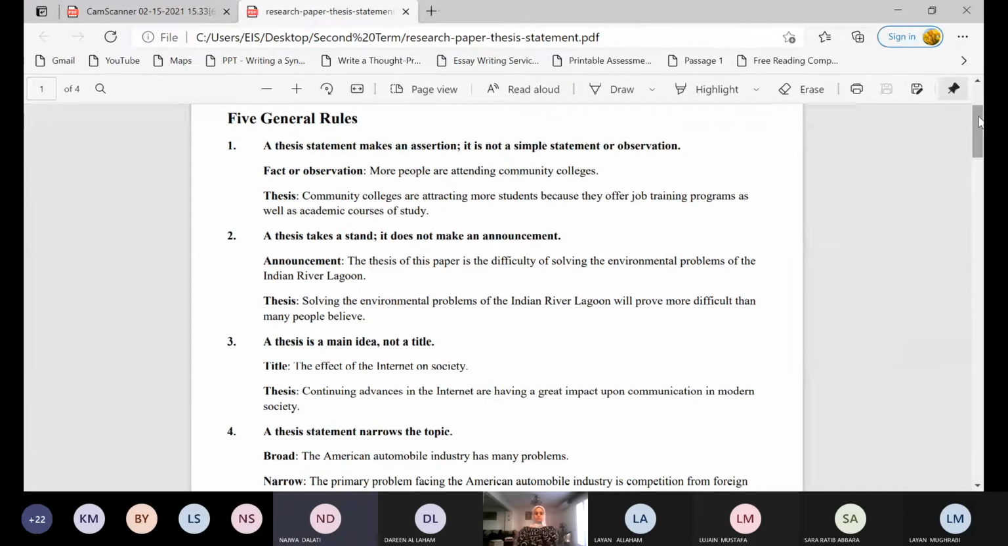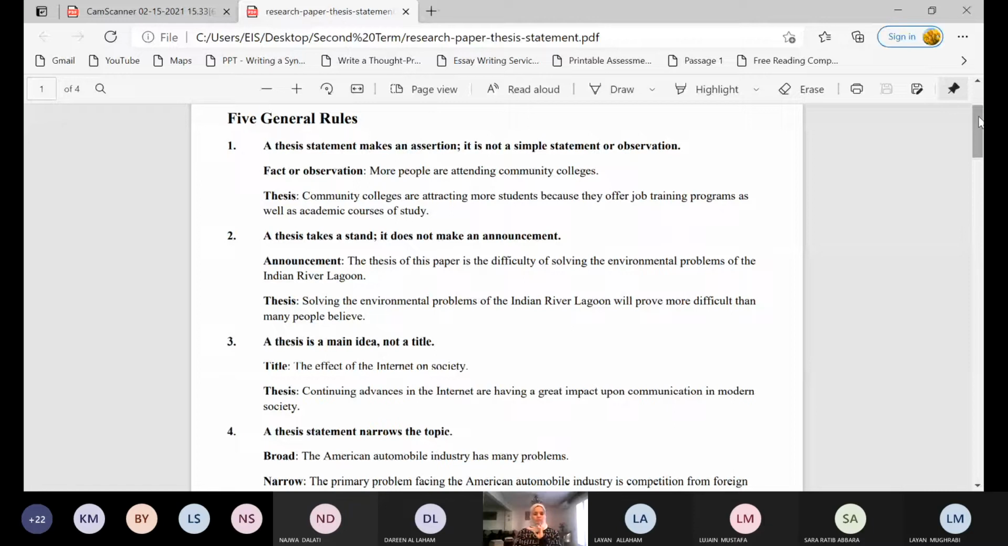1. A thesis statement makes an assertion. It's not a simple statement or observation. Fact or observation: More people are attending community colleges. Thesis: Community colleges are attracting more students because they offer job training programs as well as academic courses of study. So here, people are attending community college. In order to write a good thesis statement, community colleges are attracting more students because they offer job training programs as well as academic courses of study. See how he switched it?